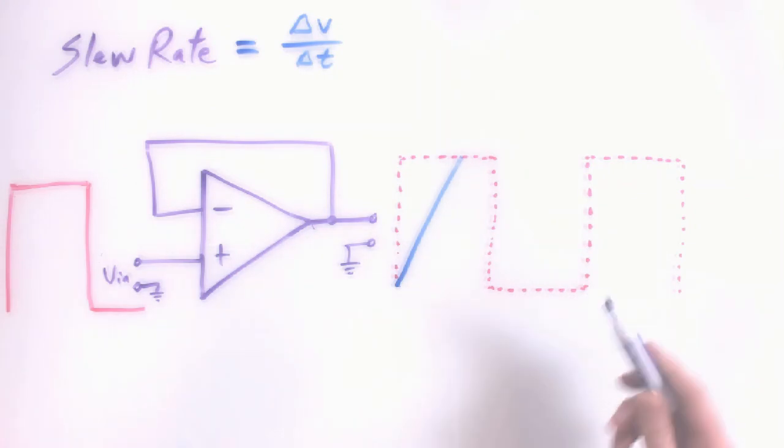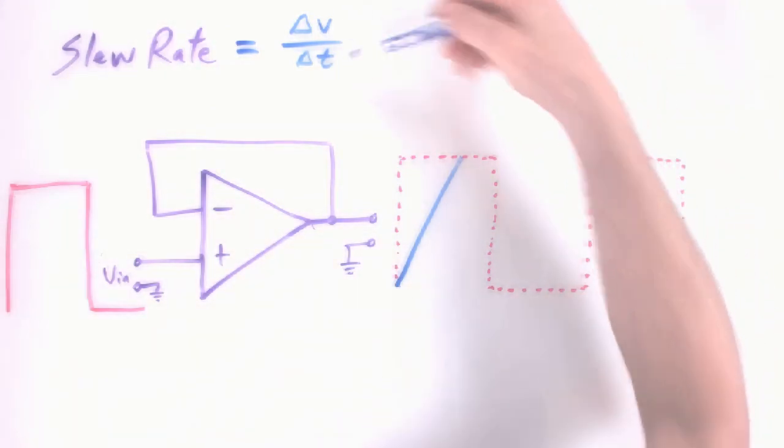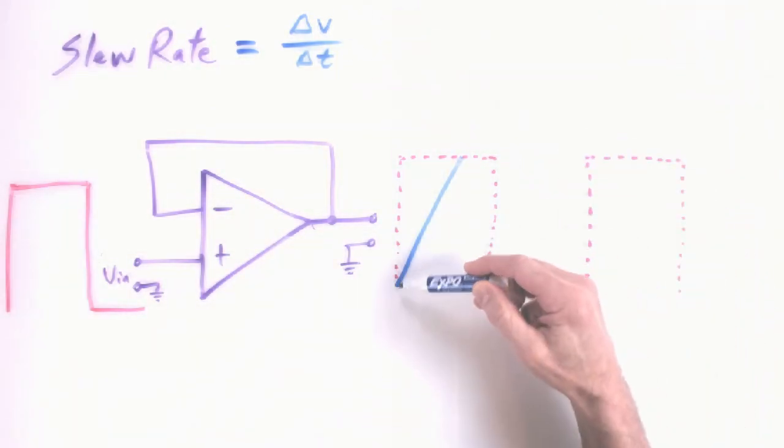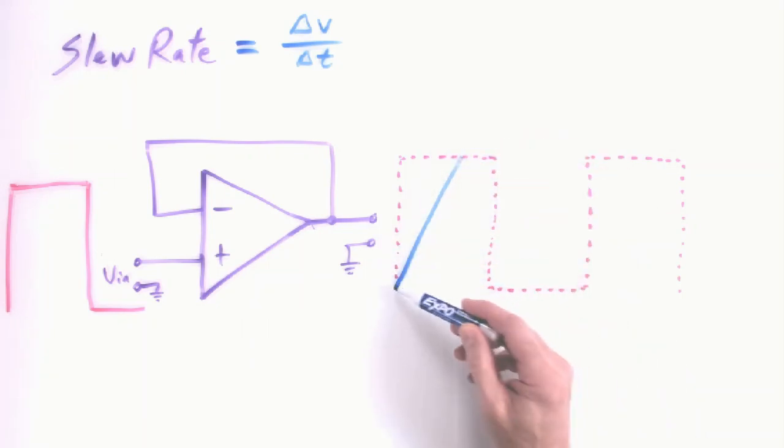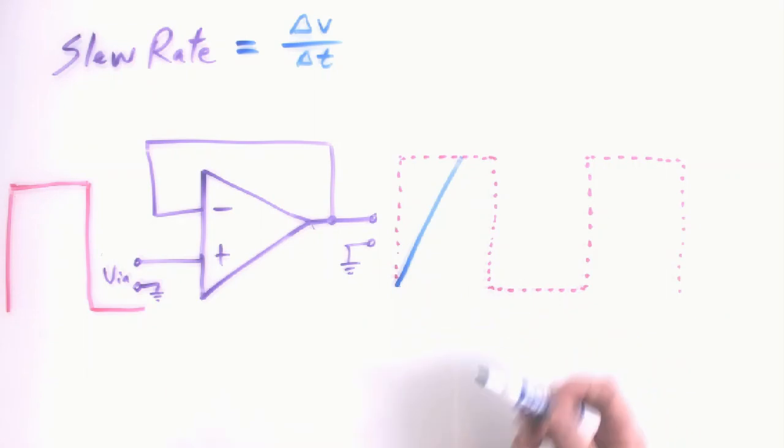So the slew rate is then the change in voltage over the change in time. If you were to look here, it'd be maybe this voltage changed from here to here, and it happened in this amount of time from here to here. And that would give you a number for the slew rate.